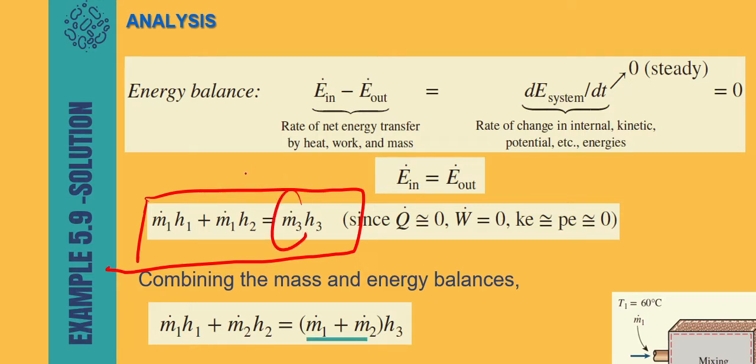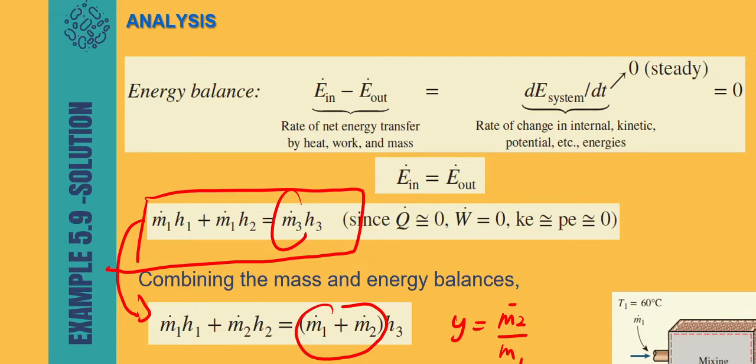So you have this equation. And you know that M3 is equal to M1 plus M2. So you substitute it here. And then if you divide by the mass flow rate of cold water, M2, you will get the ratio that you need to calculate, the ratio of hot water over cold water. So your y here is equal to M1 over M2, given the desired flow rate.